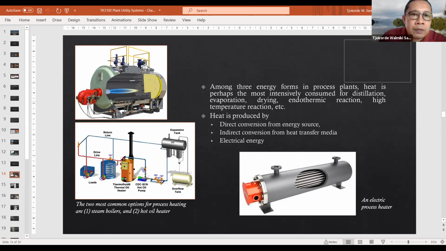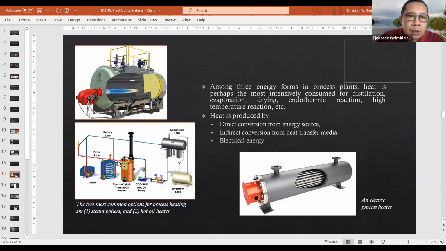This one here is called a package boiler. It is not a direct contact arrangement. If we look at this unit alone, we have heat transfer from the flame created by the combustion of fuel to the water and steam mixture on the other side of the tube.